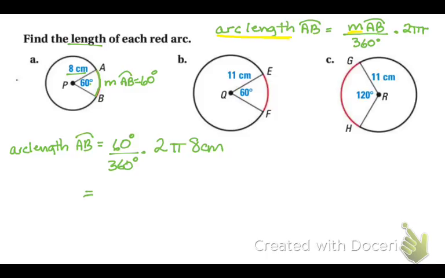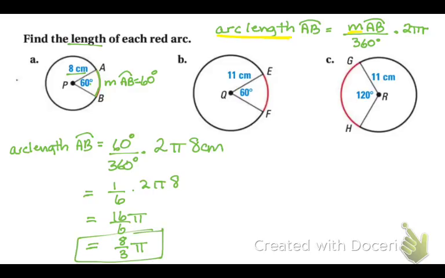So all we have to do is figure that out. 60 over 360 is equal to 1/6, times 2 pi times 8, which is 16 over 6 pi. Is that right? 2 times 8 is 16. Yep. 16 divided by 6, we can simplify into 8 over 3 pi, and there is my answer. So it's just plug and play, pretty easy. Okay, I'm going to erase this one. If you need to pause right now to copy, please go ahead.